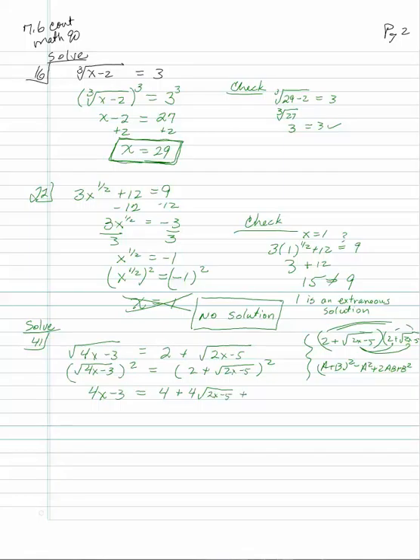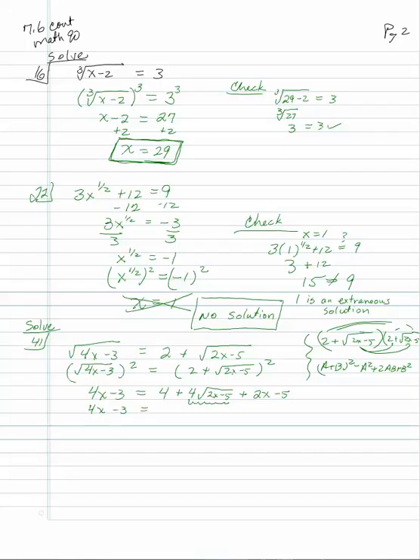plus b squared, so that's the square root thing squared, which just gives you the number inside, because the square and square root cancel each other. Now from here, we still have a term with the radical, so I want to get that radical all by itself. But before I do that, let's just simplify, combine like terms.